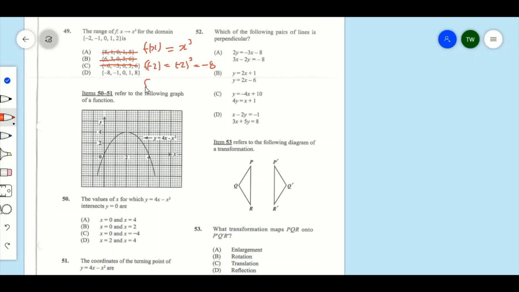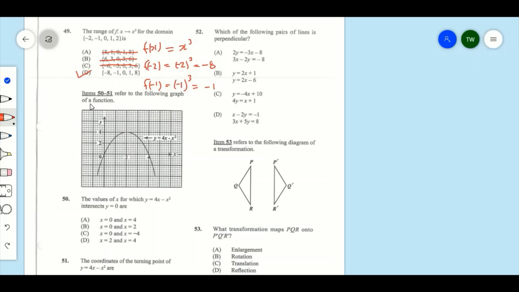So if we find f of -1, then f of -1 is going to equal -1 all cubed, which is going to give us -1. So another value is going to be -1. And when you substitute 0, our next value will be 0. And if you substitute 1, our next value is going to be 1. And you substitute +2, our next value is going to be 8. So clearly our answer is going to be D.